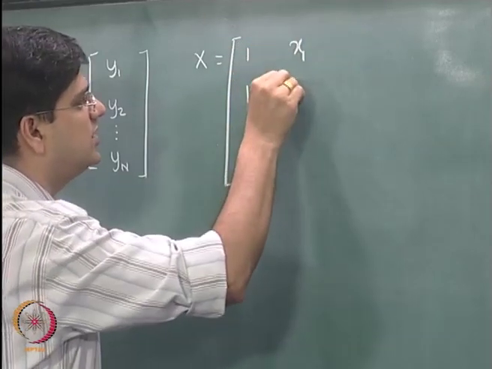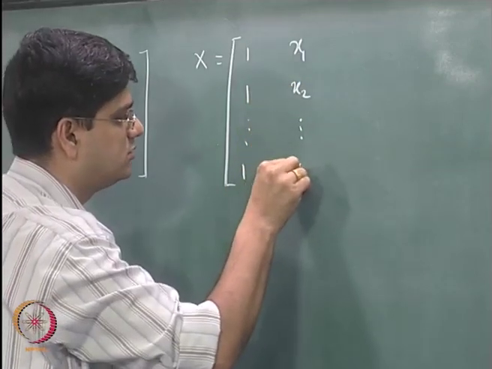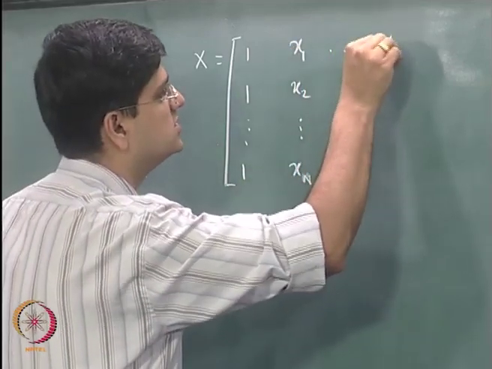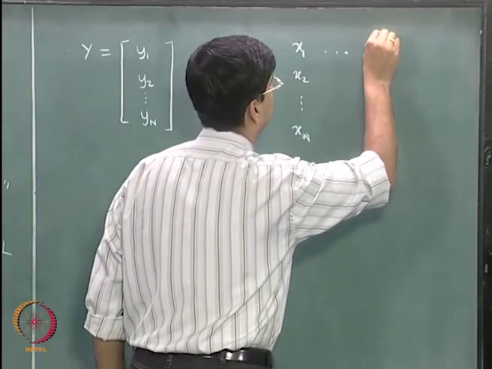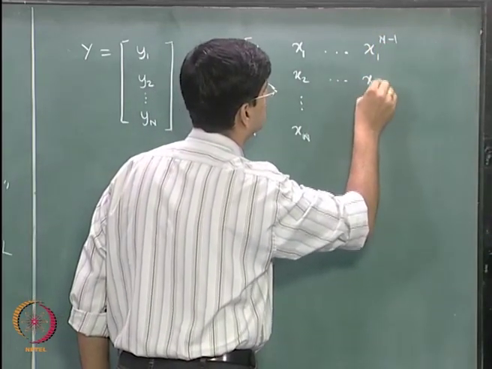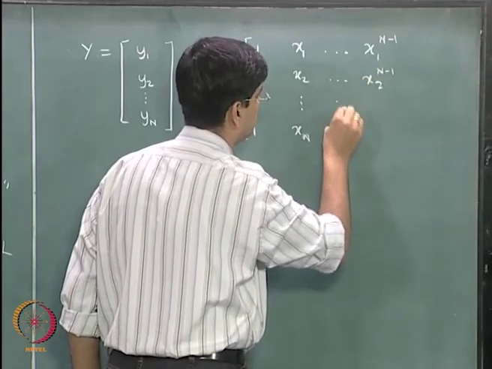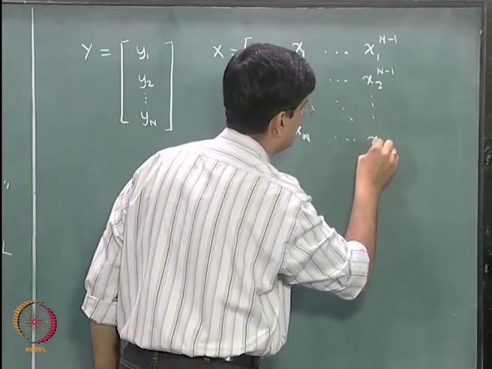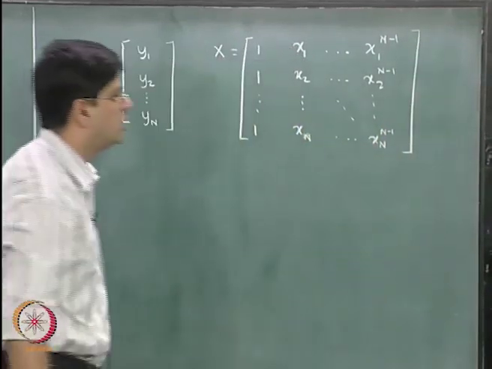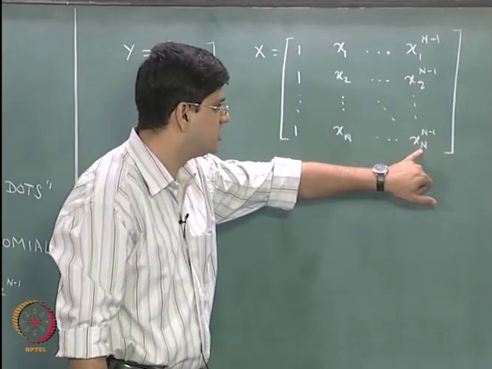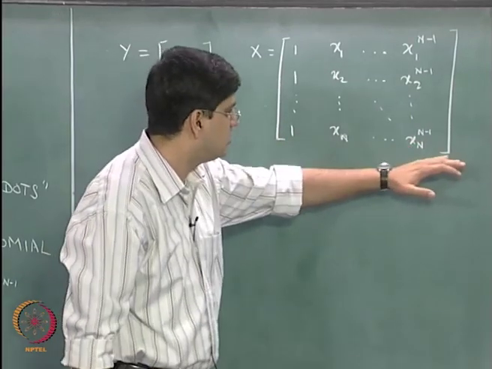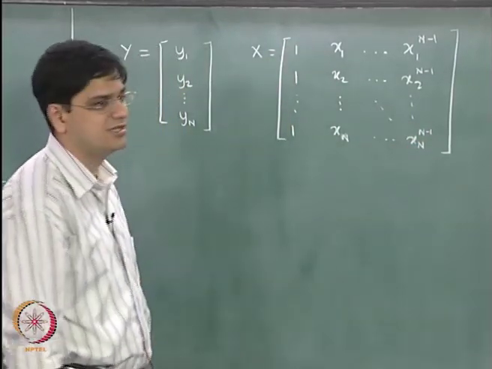We will have this x1, x2 and so on up to xn, and this is x1 to the power n minus 1, keep in mind we are fitting an n minus 1th order polynomial, x2 to the power n minus 1 and so on up to xn to the power n minus 1. Just note that this particular n and this particular n are the same n. We have n columns and n rows in the X matrix.